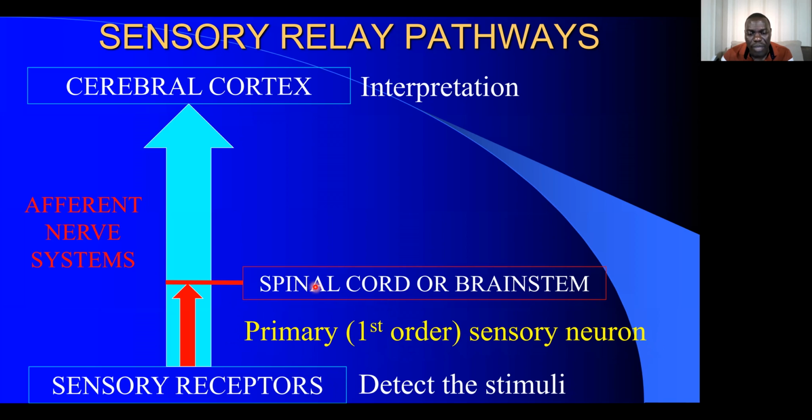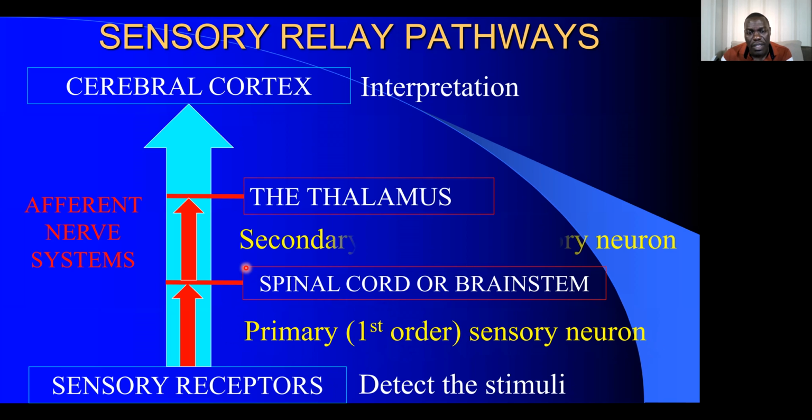The first order neuron terminates at the spinal cord or brainstem in specific sites, where it synapses with second order sensory neurons. The second order sensory neuron does two things. One is that it immediately decussates, which means to cross over from right to left or left to right. So if the first order neuron ended at the spinal cord, the second order neuron begins from the spinal cord; if it ended at the brainstem, the second order neuron begins at the brainstem. The second thing the second order neuron does is to terminate in the thalamus.